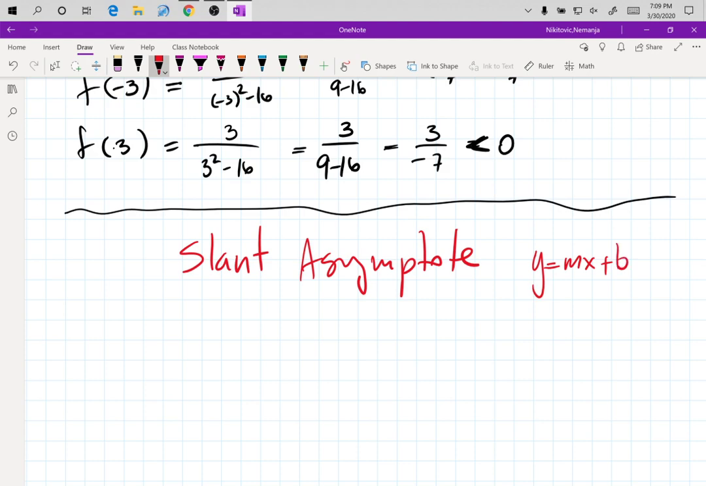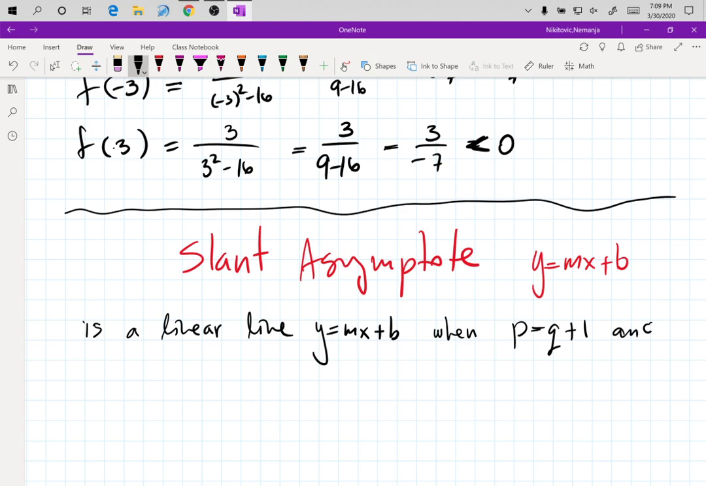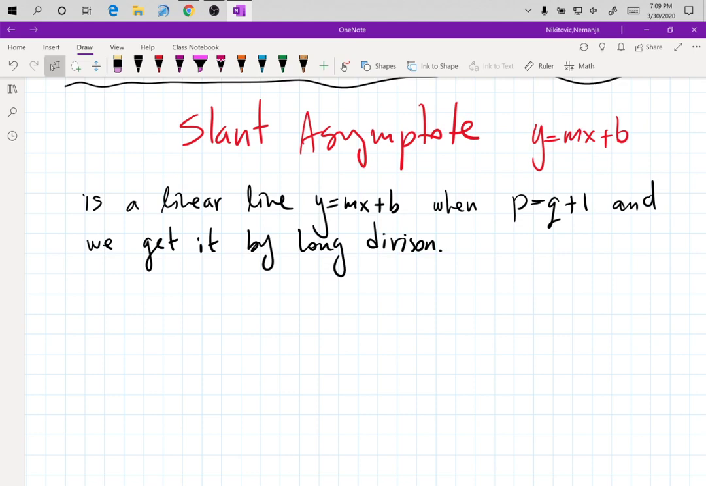And you're going to love it, right? It's obtained by long division. So slant asymptote is a linear line, y equals mx plus b, when p equals q plus 1, and we get it by long division. Remember how you learned long division in 2.4? Now we get to use it for the slant asymptote. And spoiler, calculus 1 and right beyond.